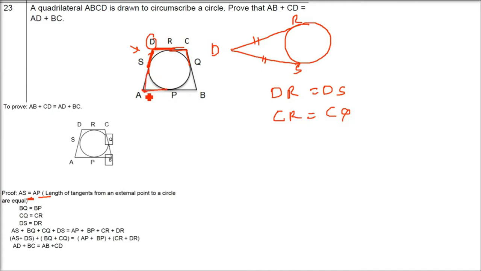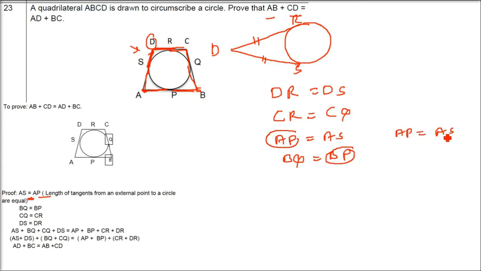Then we have AP and AS. You can also write SA and PA, doesn't matter. But these two have to be equal. AP equals AS. So coming to B, BQ equals BP. So now these 4 we have got from the relationship discussed. Now we need AB plus CD. What is AB? AB is AP plus PB. So where is AP? Where is PB? Here. So we'll just change the position.